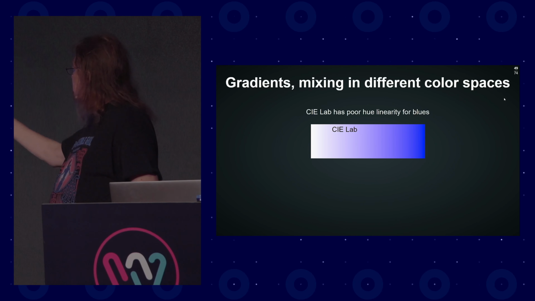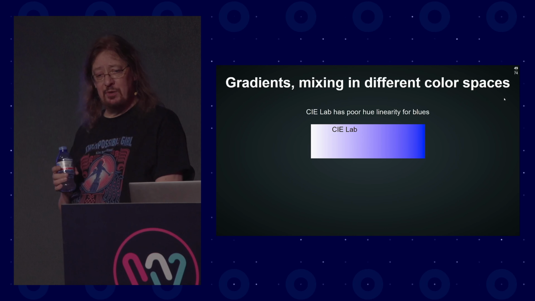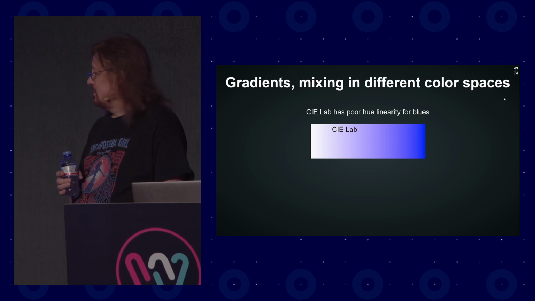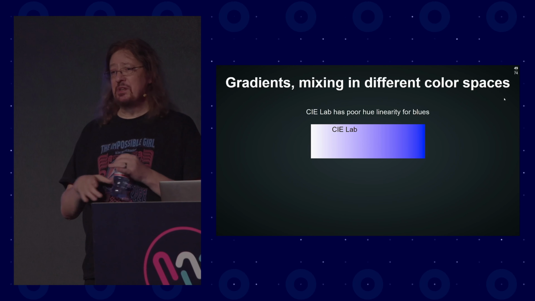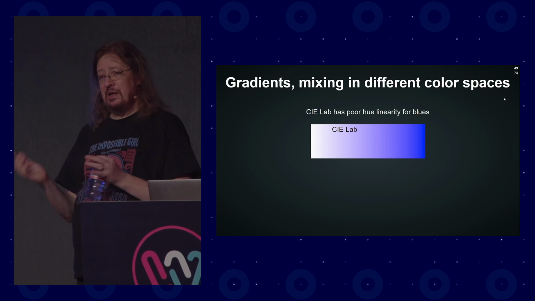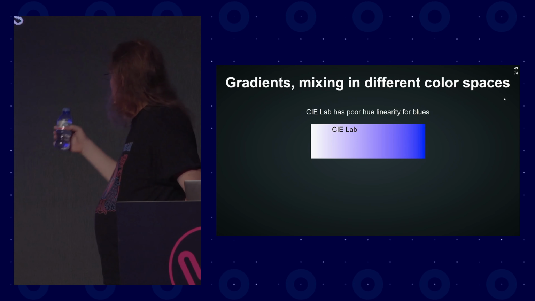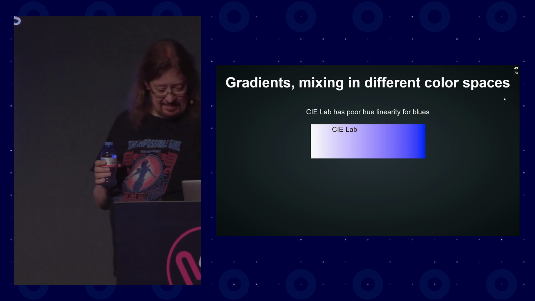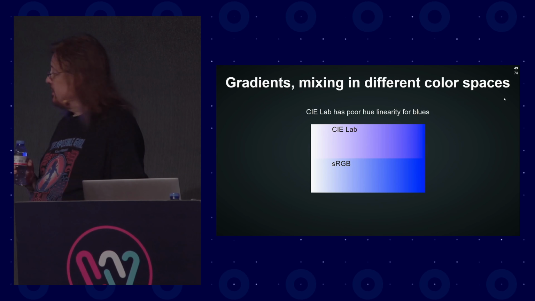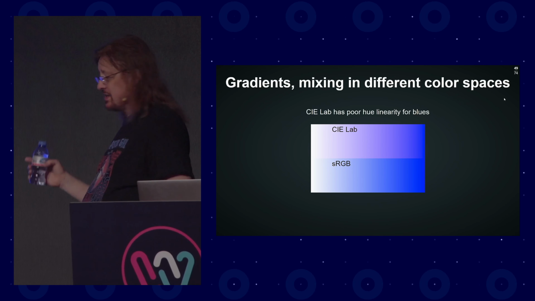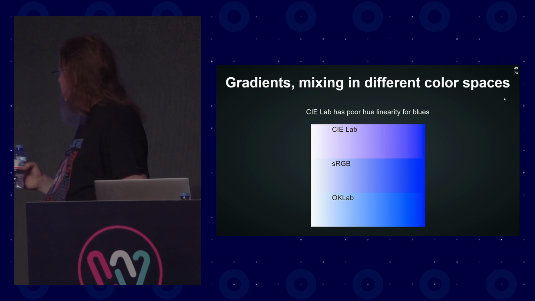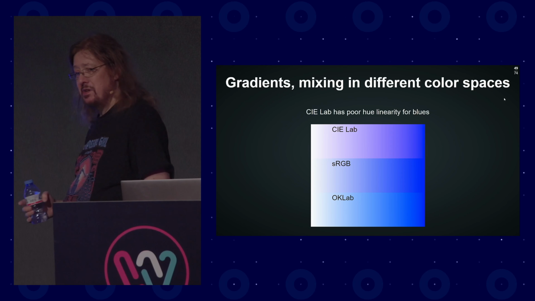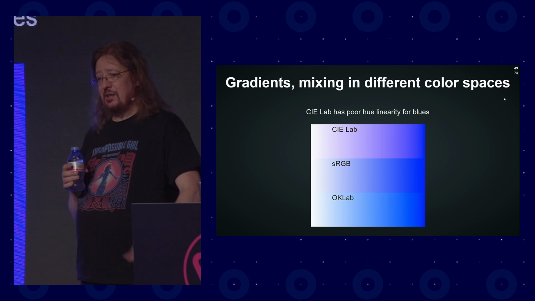So this is a mix between white and blue. And in the middle, we've got purple that we didn't ask for because there's a limitation of the color model. The hue linearity is not good in the blue region. You get this weird purpling effect. There is sRGB, better, but still actually a bit purple and also a bit too dark in the middle. And there's OKLab giving you a nice smooth transition, nothing unexpected. That color just fades out to white.